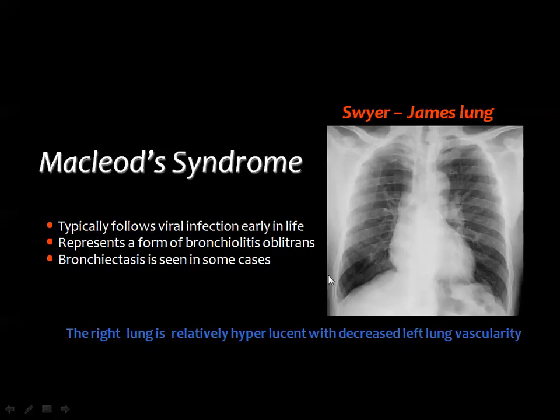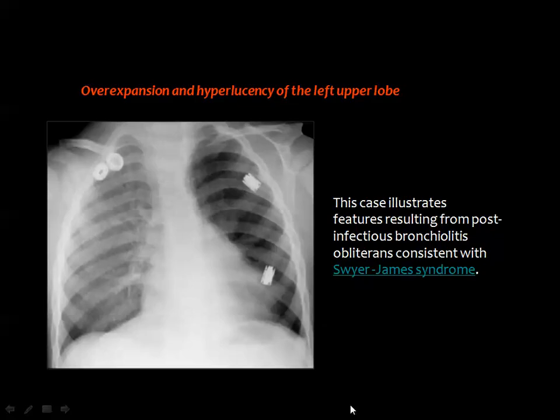And in many cases, it was found to be the sequelae or just a form of bronchiolitis obliterans. And by time, the affected lung may develop some bronchiectatic changes. The findings are one of the lungs, maybe the left or the right, is relatively hypertranslucent compared to the opposite one, with appreciable decrease of the vascular markings and also hypoplasia of the pulmonary artery of the affected lung, and you may get some bronchiectatic changes.